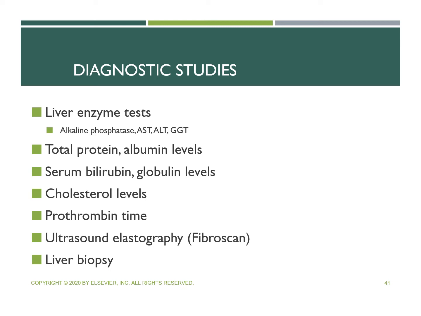And then you could do a FibroScan to look at the elasticity of the liver. And then you could also do a paracentesis, which is analysis of the ascitic fluid. That could help also to confirm the cause, along with a biopsy of the liver.